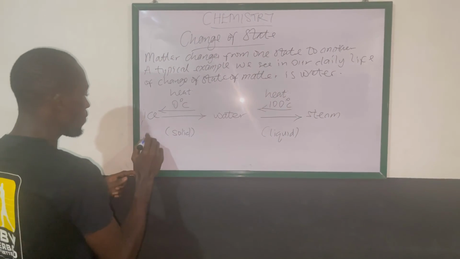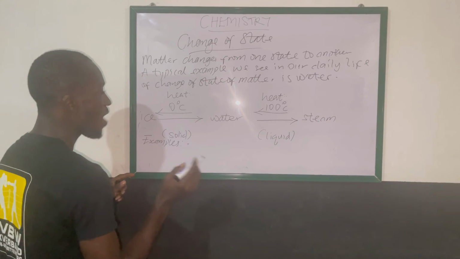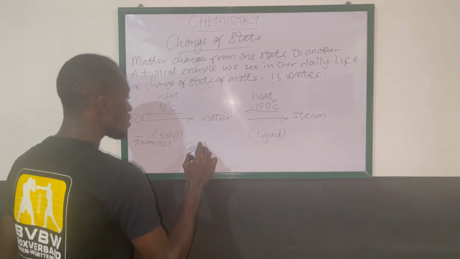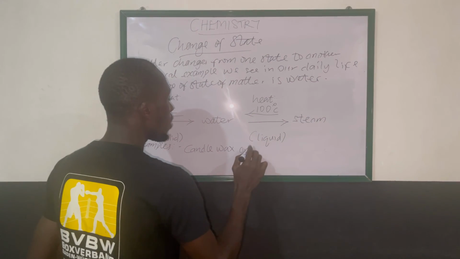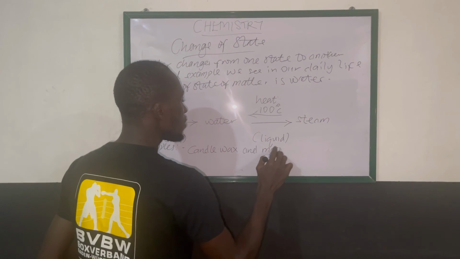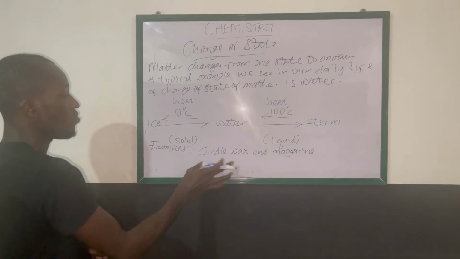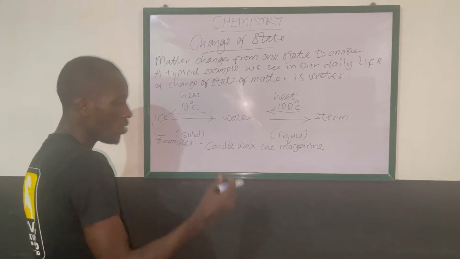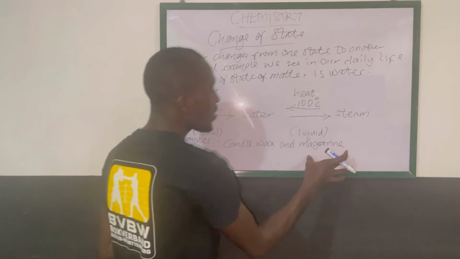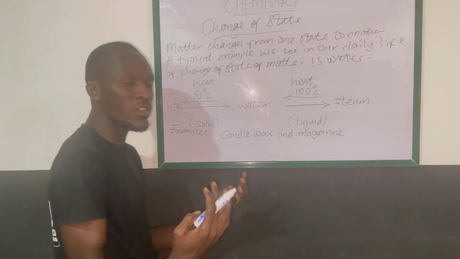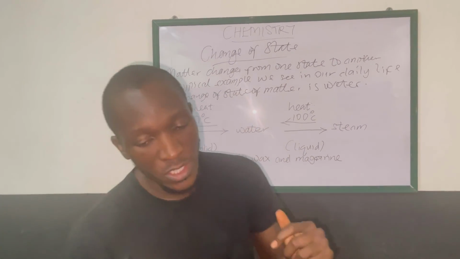Other examples of this, I have candle wax and a margarine, which on cooling, solidifies. While heating it up, it melts down. This as well, on cooling or probably put inside the refrigerator, it solidifies. While heating as well, it melts down.